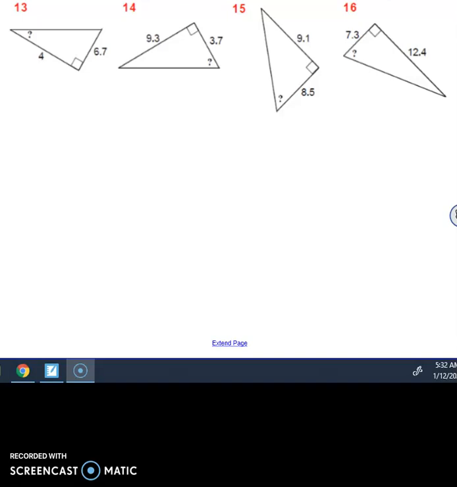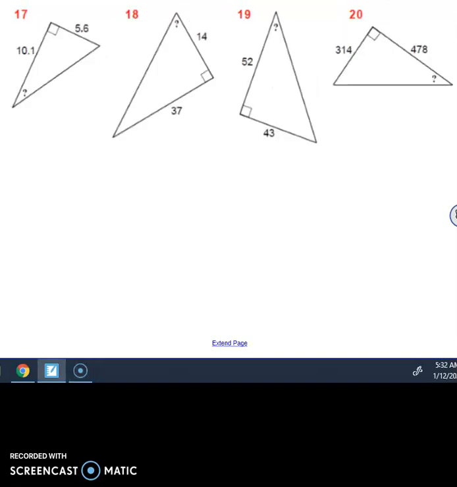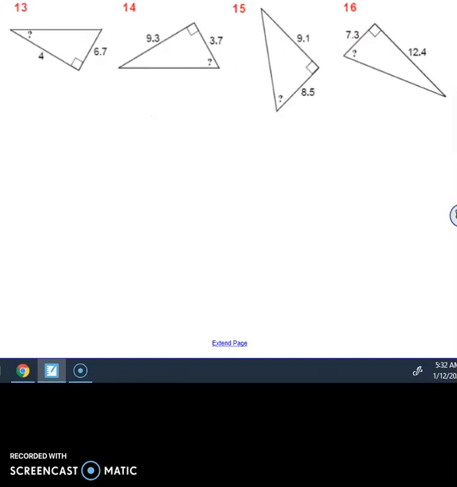In this video, there are 8 problems, 13 through 20, but I'm only going to do the first 4. We're shading the angle, the non-right angle, and that's the question mark. I want to be using the Greek symbol called theta.